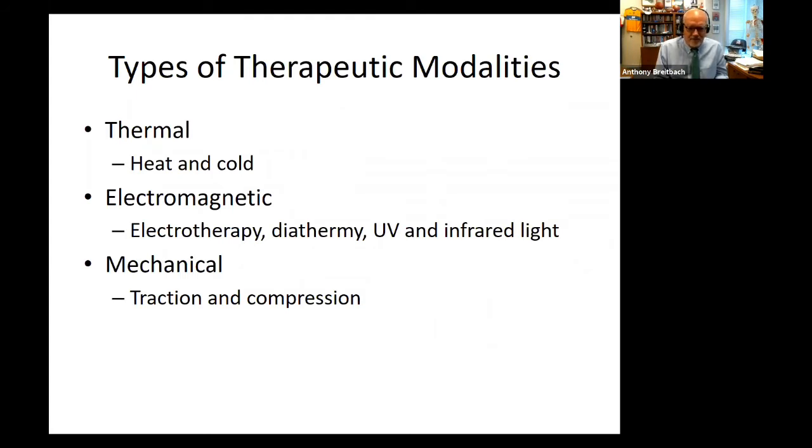Then there are electromagnetic modalities, electrotherapy, things like diathermy, ultraviolet, infrared light. And then there's mechanical: traction, compression. Things like therapeutic ultrasound are kind of a combination of electromagnetic and mechanical. What that does is create heat by delivering sound waves through tissue, which through that friction causes an increase in heat.